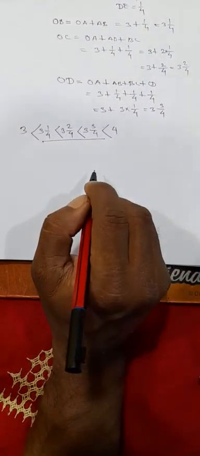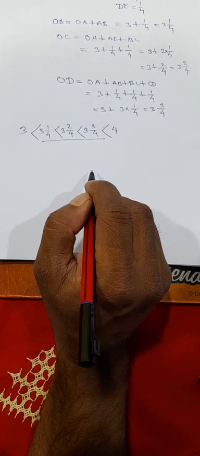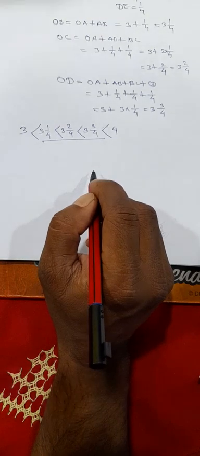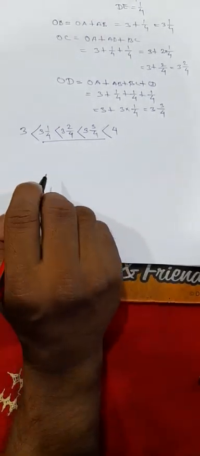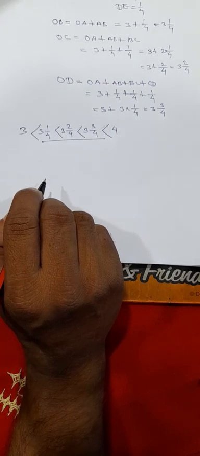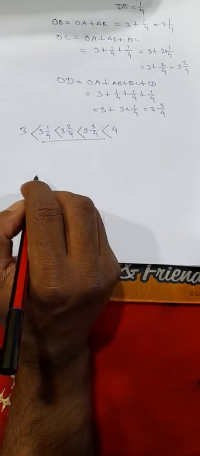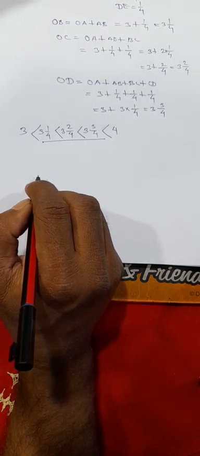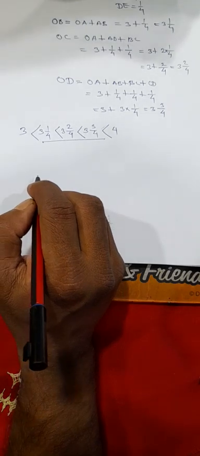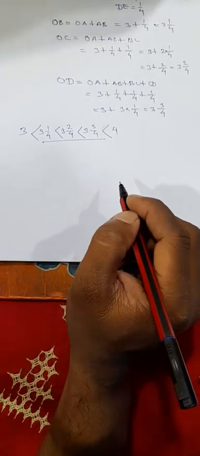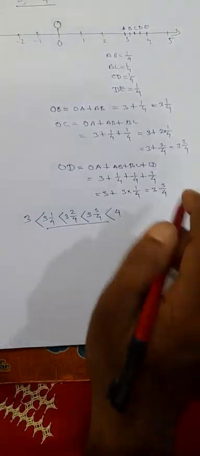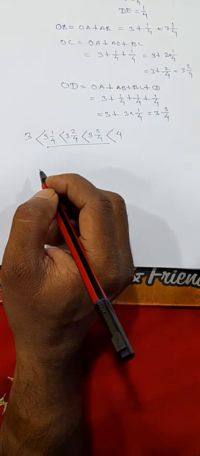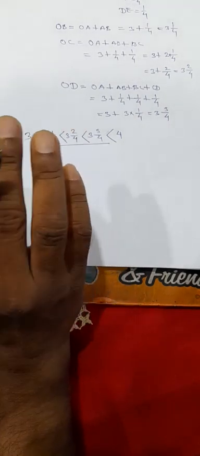So when you are given to find 3 numbers in between 3 and 4, we try to divide this segment in between 3 and 4 into 4 equal parts. Now if you are given to find, say for example, 10 rational numbers in between 3 and 4, you will have to divide the segment into 11 equal parts. That is how you can find infinite numbers of rational numbers in between two given numbers.